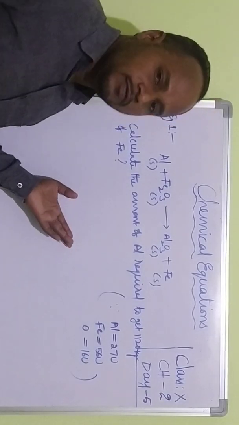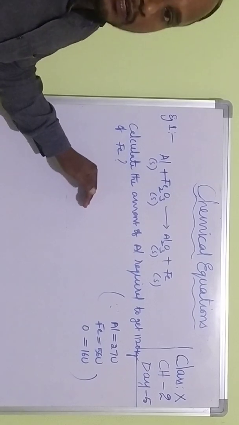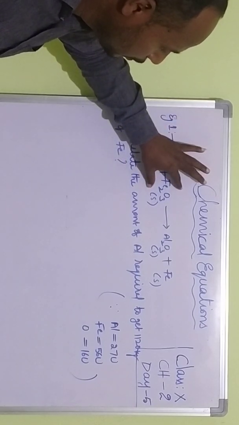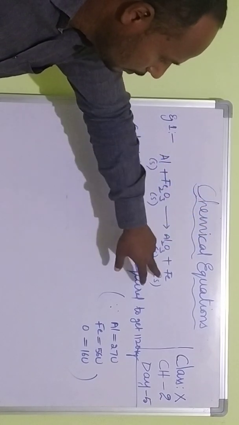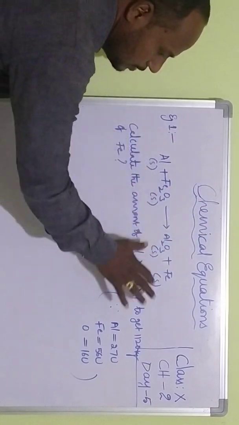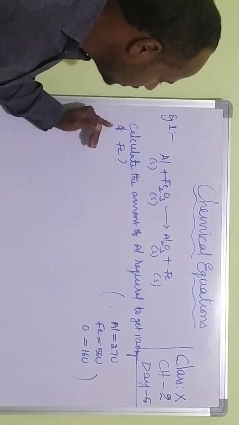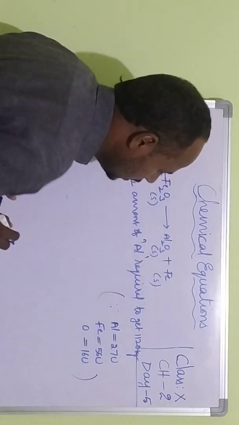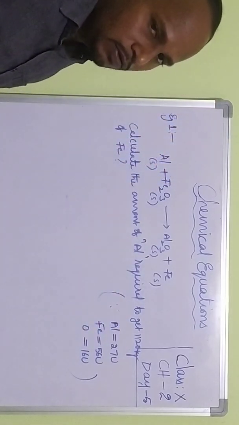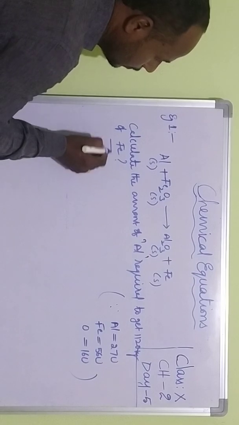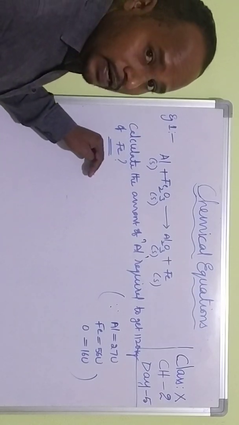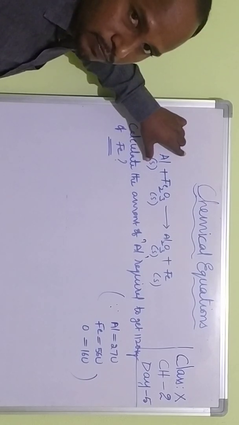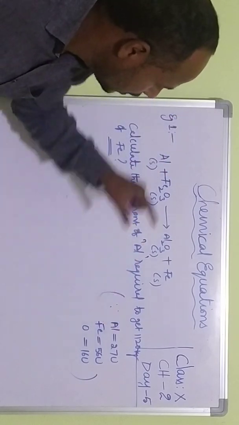Okay, here is the first example. He gave some data: aluminium reacting with iron Fe2O3 gives Al2O3 and iron. Here all are solids only. From this data, he is asking to calculate the amount of aluminium required to get 1120 grams of iron. Before going to discuss, we need to balance the equation.